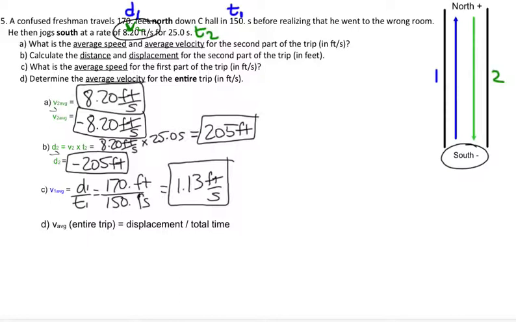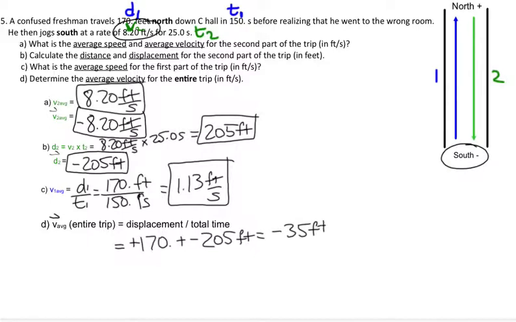Okay, now we want the average velocity. I'm going to remind myself of that by drawing a little arrow over the V. And we're looking at displacement over total time. So what is the displacement? Well, the displacement is essentially 170 feet up, which I call positive, plus the 205 feet back down again. So my displacement is negative 35 feet.